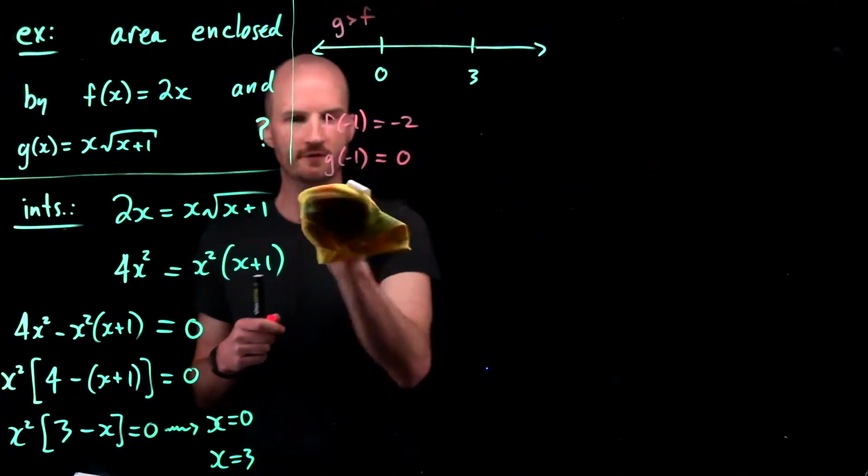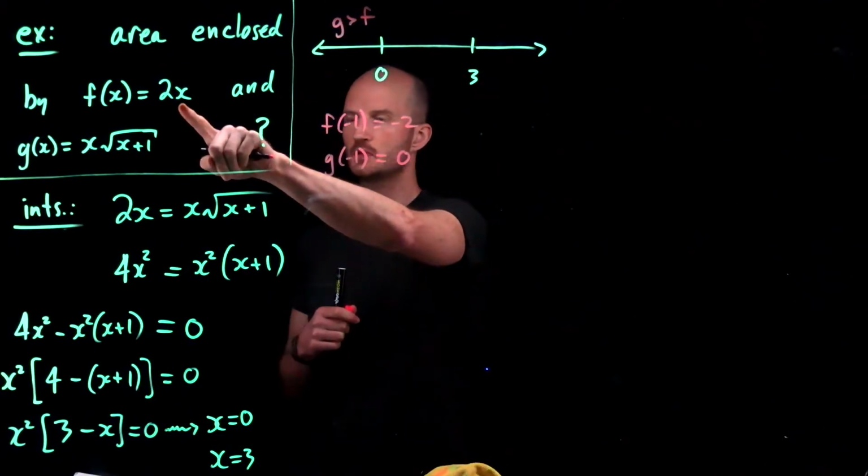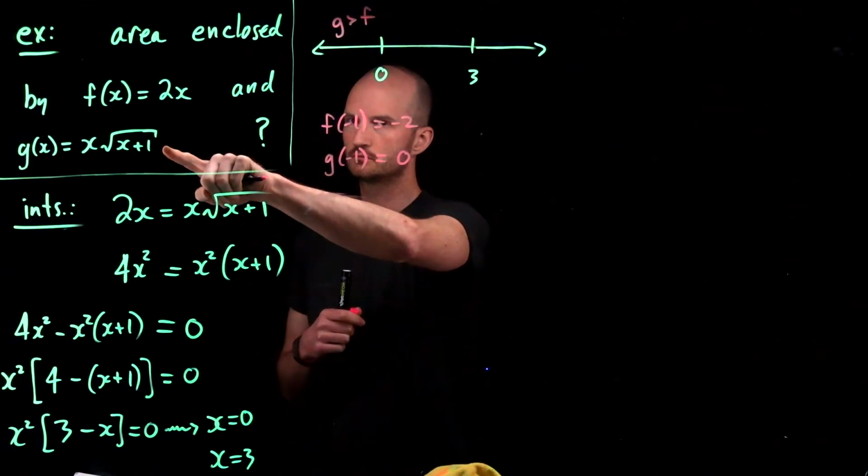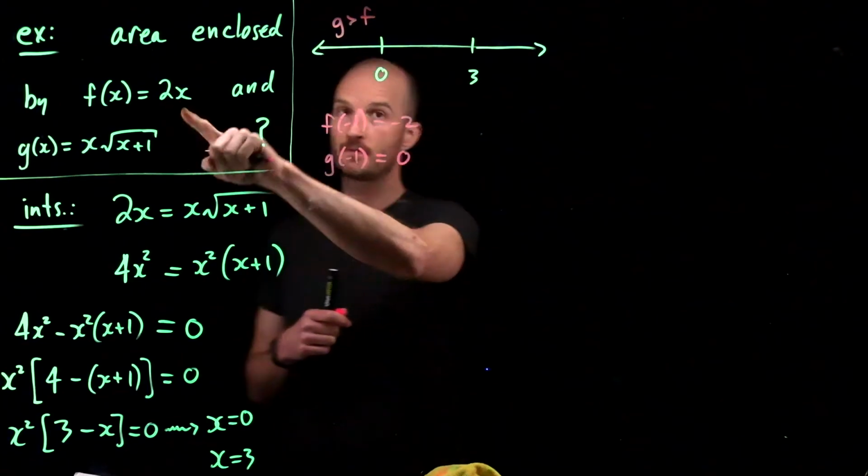Let's just do this mentally. f of 1 is 2. g of 1 is square root of 2, so f is actually bigger.